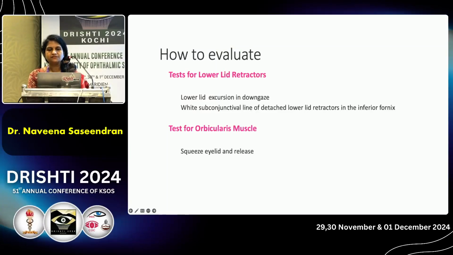Then the test for lower lid retractors: we have to ask the patient to look down and see the lower lid excursion. Normally it will move around 4 millimeters. In case of retractor laxity, it won't move. And also we can notice a white subconjunctival line of detached retractors in the inferior fornix. Ask the patient to squeeze and release to test for orbicularis muscle.